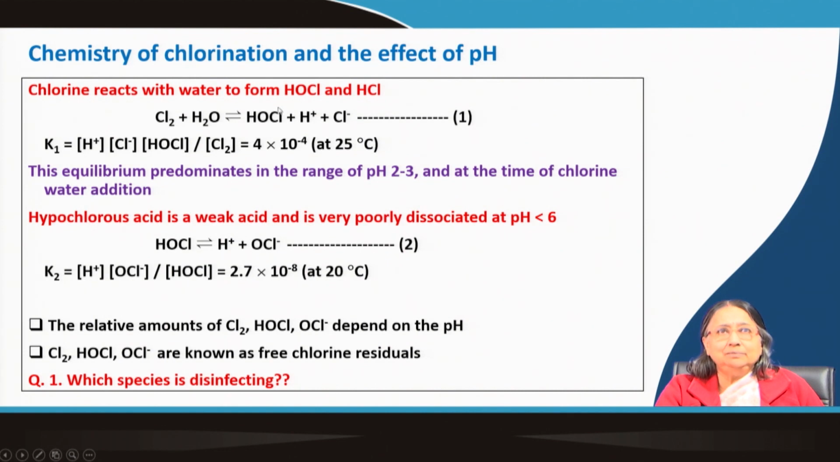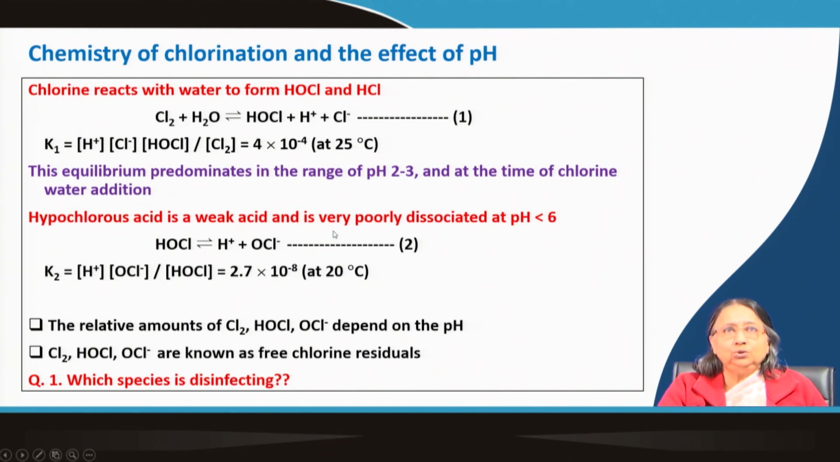Now, hypochlorous acid, HOCl, is a weak acid. You know that HCl is a strong acid, so it is completely dissociated, but HOCl is a weak acid. So, it is always in equilibrium with H plus and OCl minus. Now, again if you can remove H plus, then more and more OCl minus will be formed from HOCl. And the equilibrium constant for this reaction is H plus concentration into OCl minus concentration by HOCl concentration, and this is nothing but 2.7 into 10 to the minus 8 at 20 degrees centigrade.